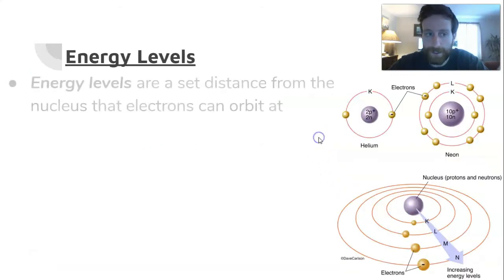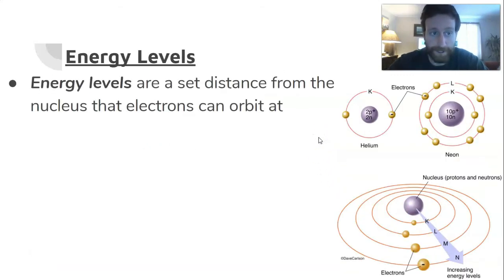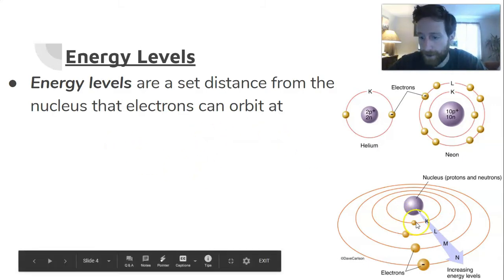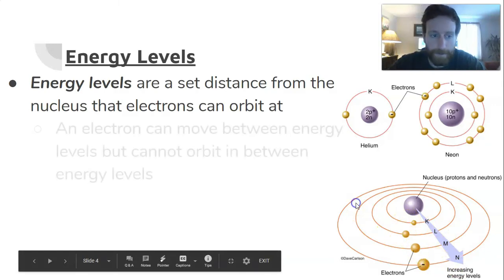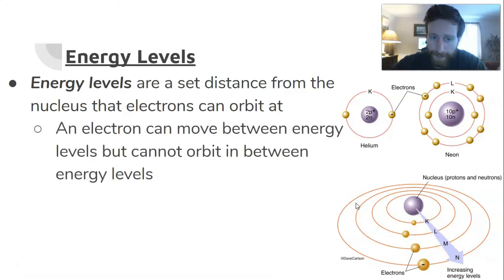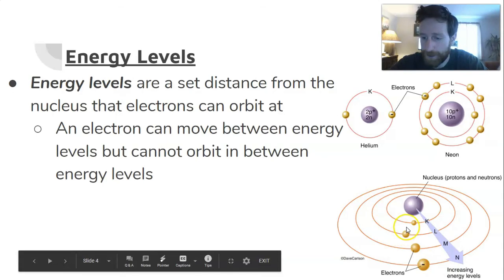When it comes to electrons, we have these things called energy levels. Energy levels are a set distance from the nucleus that electrons can orbit at. Here we see 4 different energy levels, K, L, M, and N. An electron can exist at any one of those rings. The important thing is that it can't exist in between them.